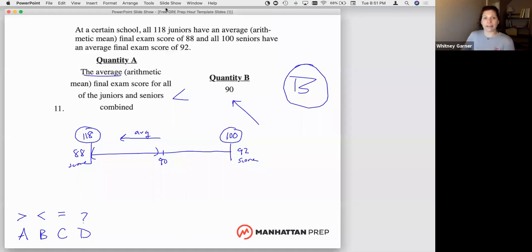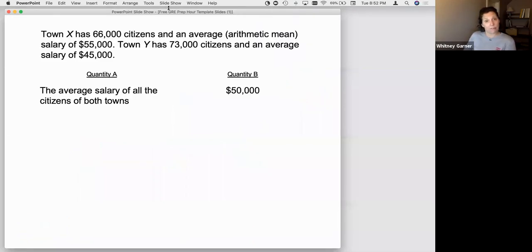Let's try something similar, right? Very similar problem. Try it again. See what you think about this one.